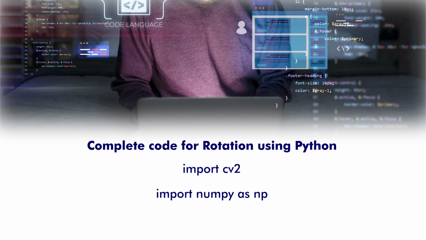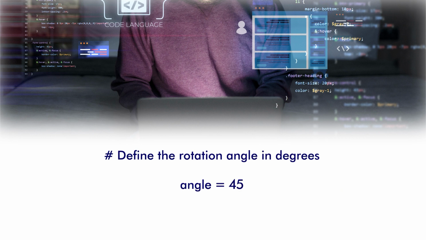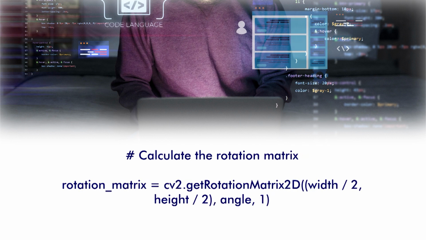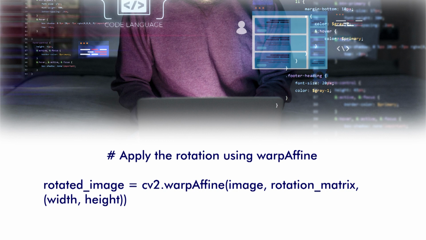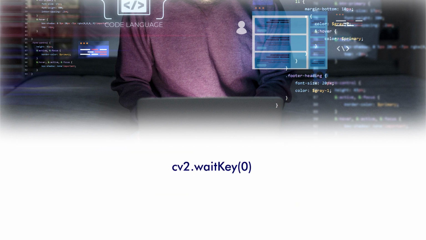Import cv2, import numpy as np, load an image, define the rotation angle in degrees, get the dimensions of the image, calculate the rotation matrix, and apply the rotation using warpAffine, display the original and rotated images. In this example, you can modify the angle variable to rotate the image by a different angle. Additionally, you can adjust the rotation center to specify a different point around which the image should be rotated.